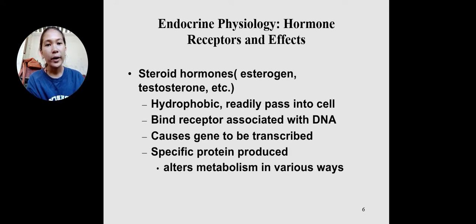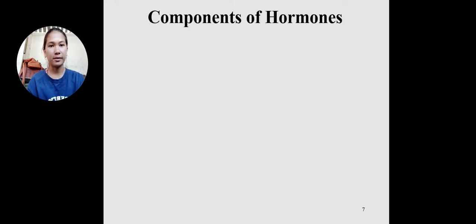So we also have the steroid hormones. Steroid hormones have types, which are estrogen, testosterone, and others. They are hydrophobic, which means they are water-fearing, and readily pass into the cell, bind a receptor associated with DNA, and cause a gene to be transcribed. A specific protein is produced that alters metabolism in various ways.